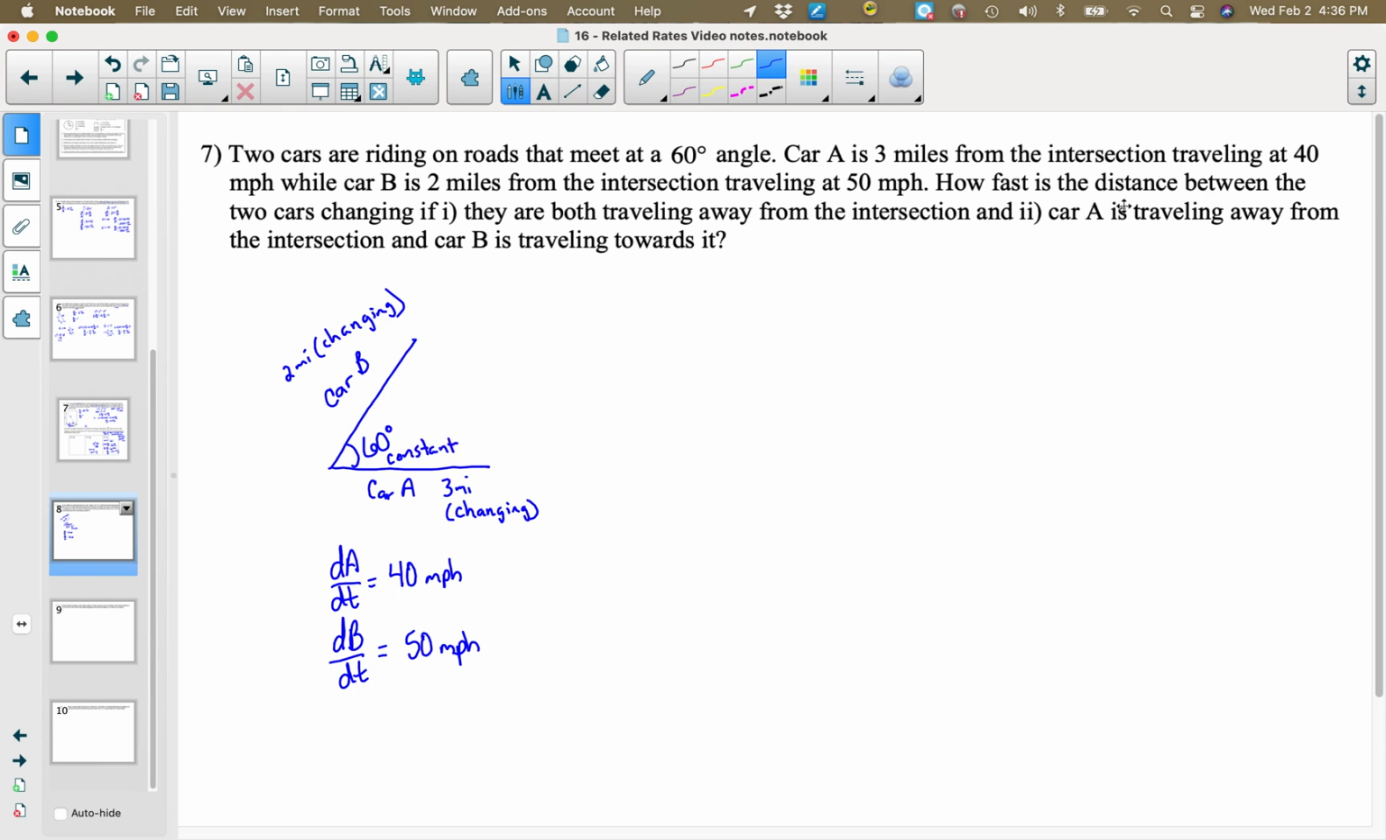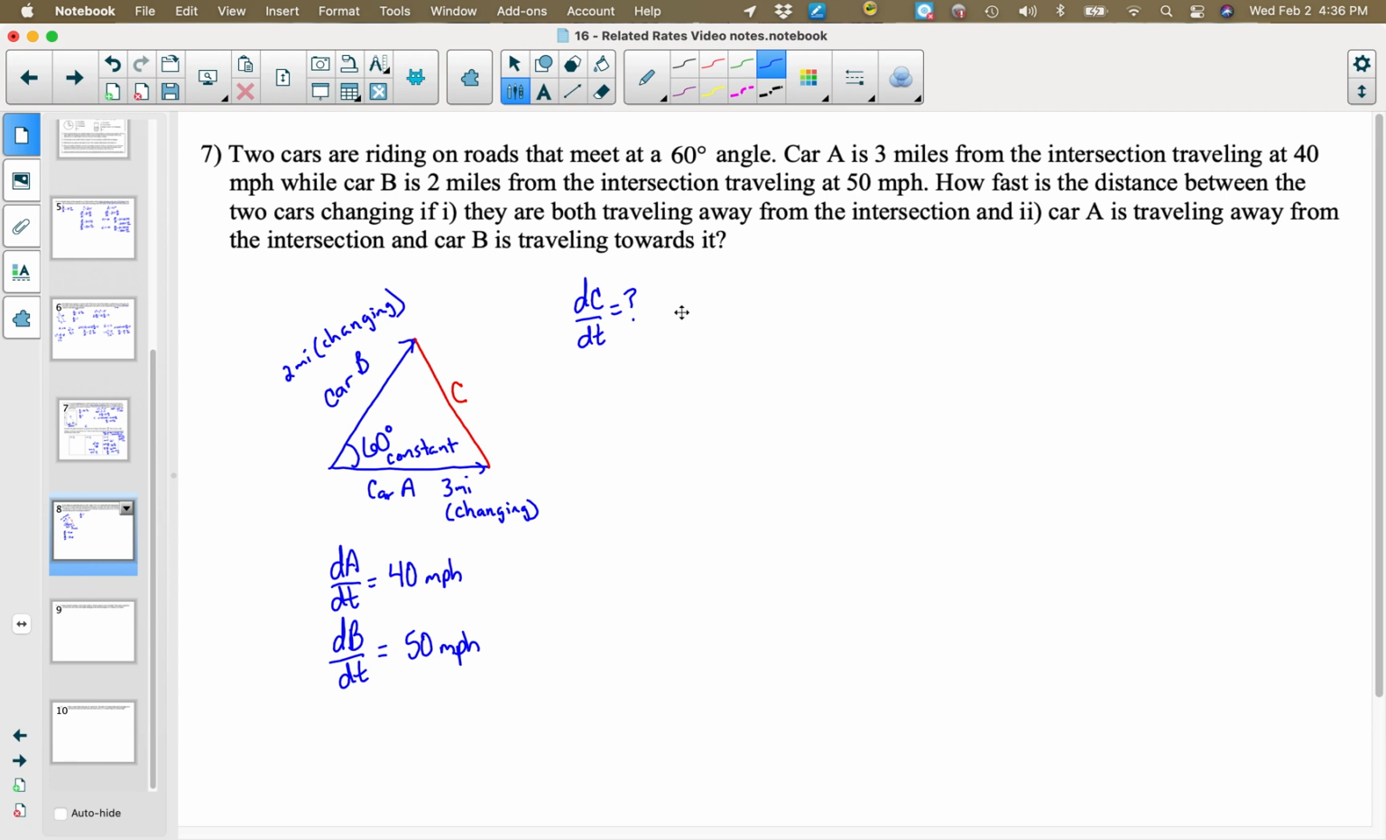So the question is, how fast is the distance between the 2 cars changing? So the distance between the 2 cars is this side here. Since I've called them A and B, I'm going to call this side C, the distance between the 2 cars. So first I'm dealing with the situation where they're both traveling away from the intersection. So car B is traveling this direction. I'll put a little arrow. Car A is traveling this direction. And I'm trying to find the rate of change of the distance between them. So that means I'm trying to find dC dt is what I need to know.